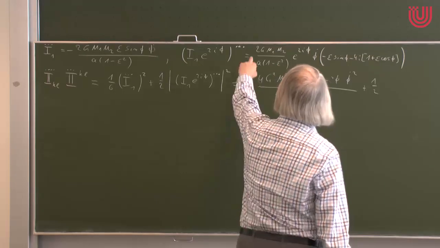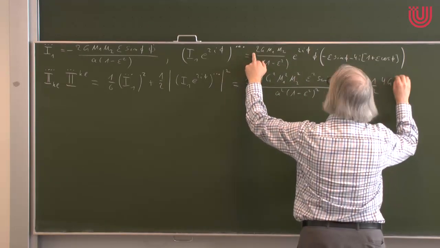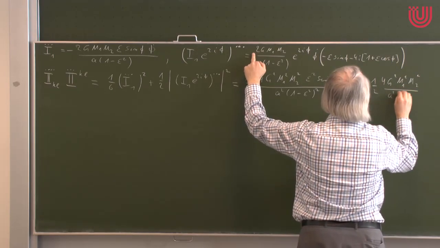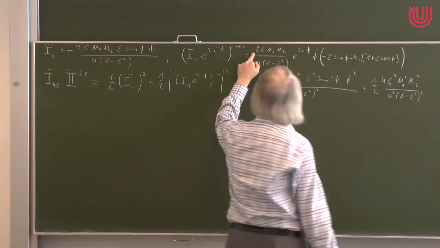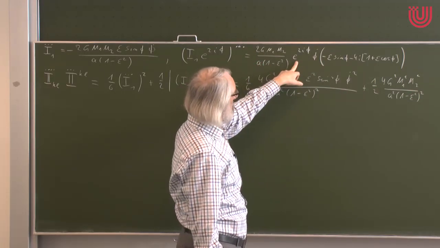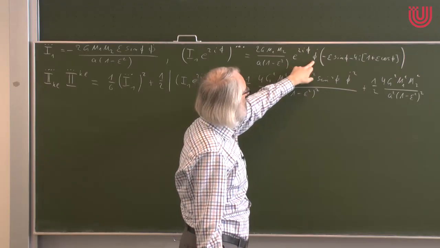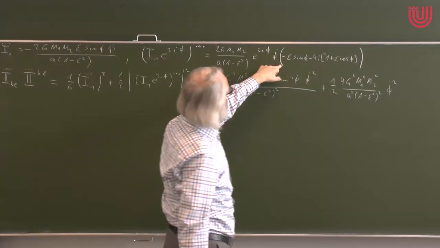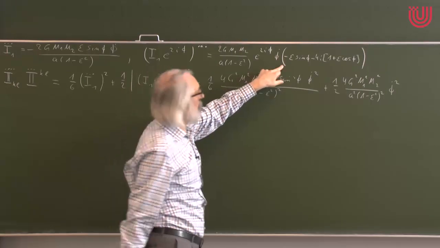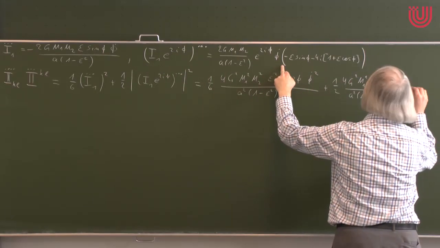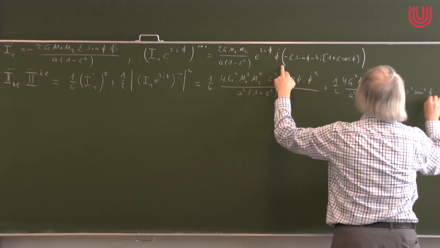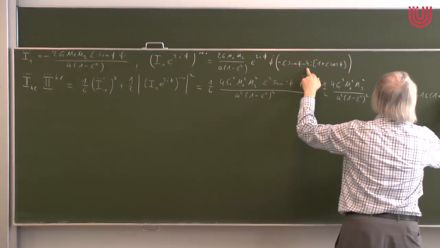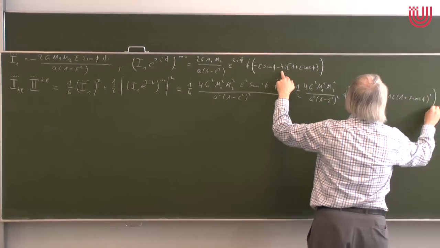Yeah. Okay, this is real, so I just square it. 4G squared m1 squared m2 squared over a squared, 1 minus epsilon squared squared. This is of modulus 1, so the square gives just a factor of 1. This is phi dot squared. And this is a complex number, so the modulus squared is real part squared plus imaginary part squared. So this is epsilon squared sine squared phi plus 16 times 1 plus epsilon cosine phi squared. Okay, that's it.